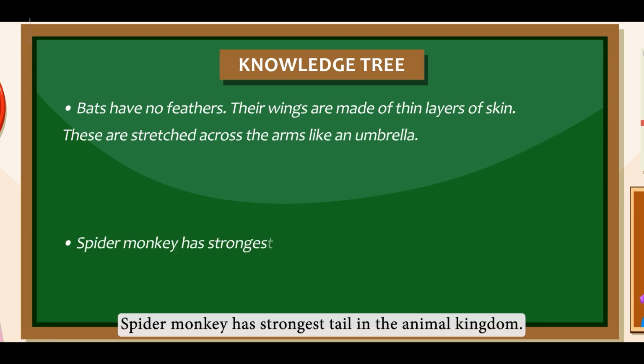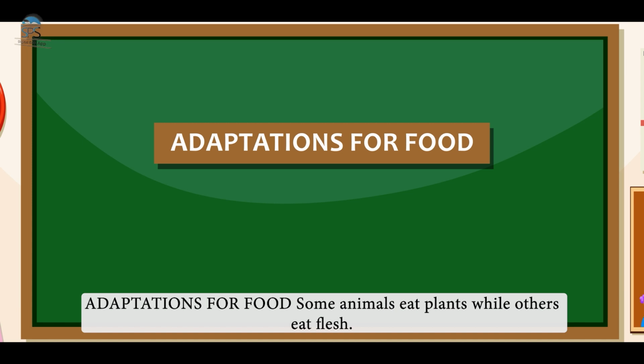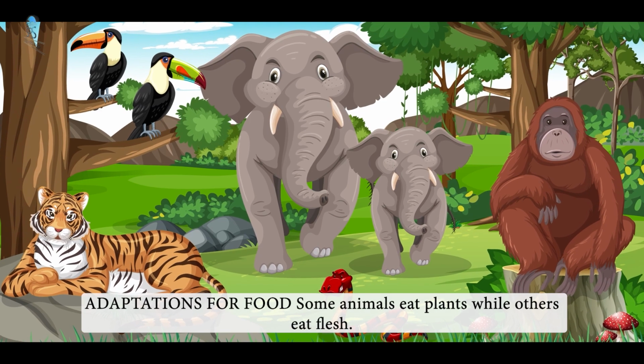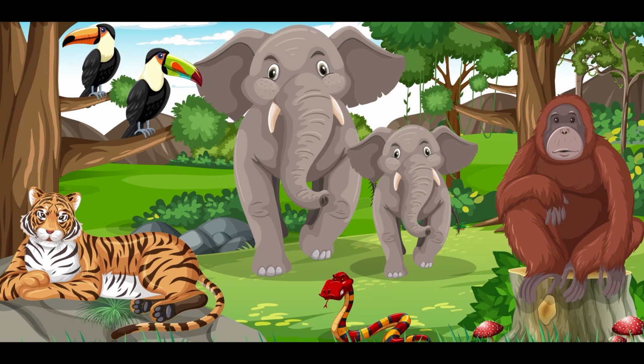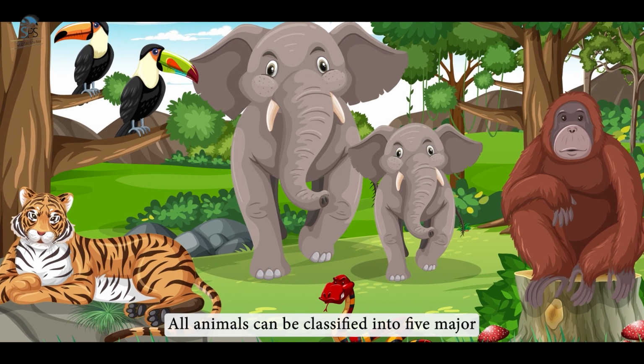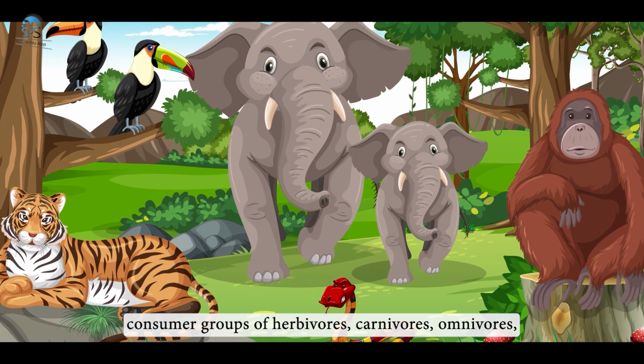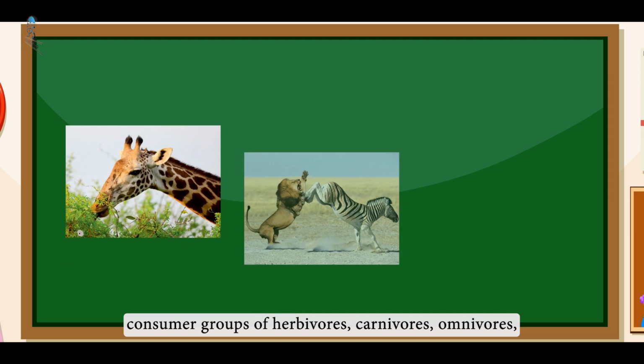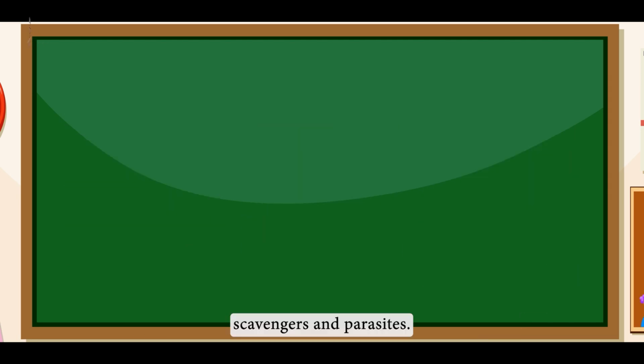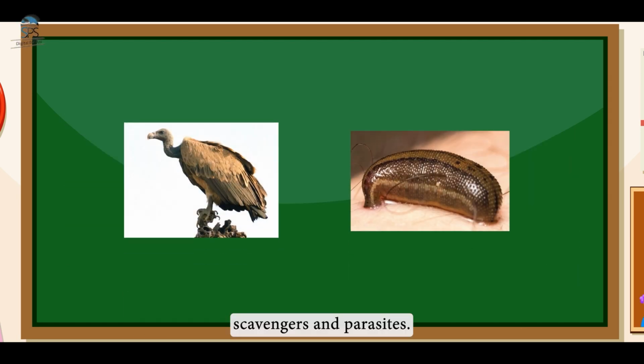Spider monkey has the strongest tail in the animal kingdom. Adaptations for food. Some animals eat plants while others eat flesh. All animals can be classified into 5 major consumer groups of herbivorous, carnivorous, omnivorous, scavengers and parasites.